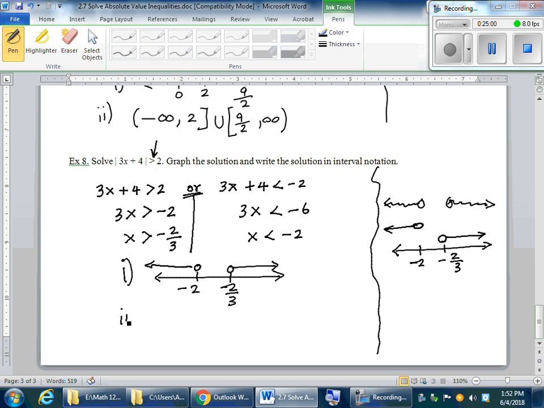Interval notation is from the smallest value to the largest value, so it will be negative infinity to negative 2, not inclusive, so parentheses, union with negative 2 over 3 to positive infinity. So again, negative 2 over 3 is not inclusive, so it will be parentheses. Infinity, we always use parentheses. That will be the end of the section.